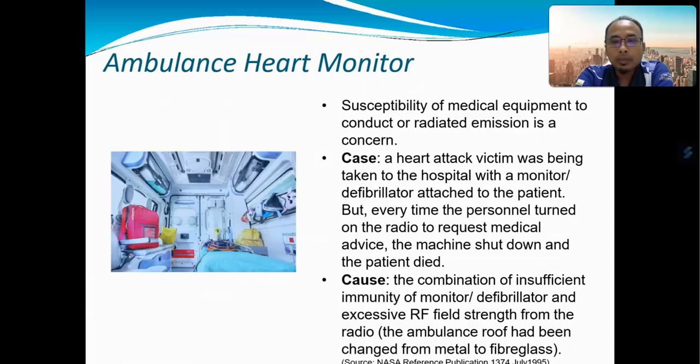You need to design medical life support devices with good immunity to interference, so that we can ensure the continuity of the medical device supporting the life of the patient when bringing the patient in the ambulance, especially.